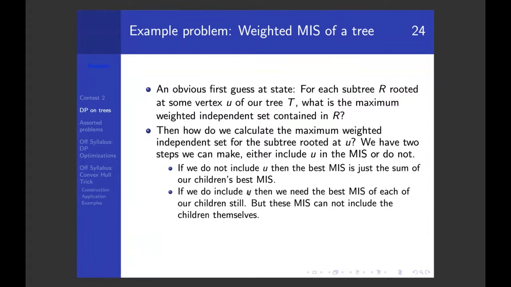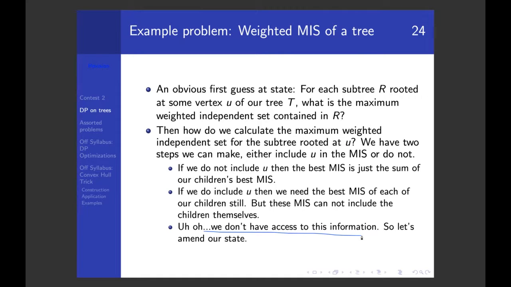then we want the best MIS, but that MIS can't include the children, because we take us, and by definition of independent set, we can't take our children. So we want the best set of our children's subtrees that doesn't include the child. But in our state, we don't have access to this information immediately because we just have the maximum independent set of a node.